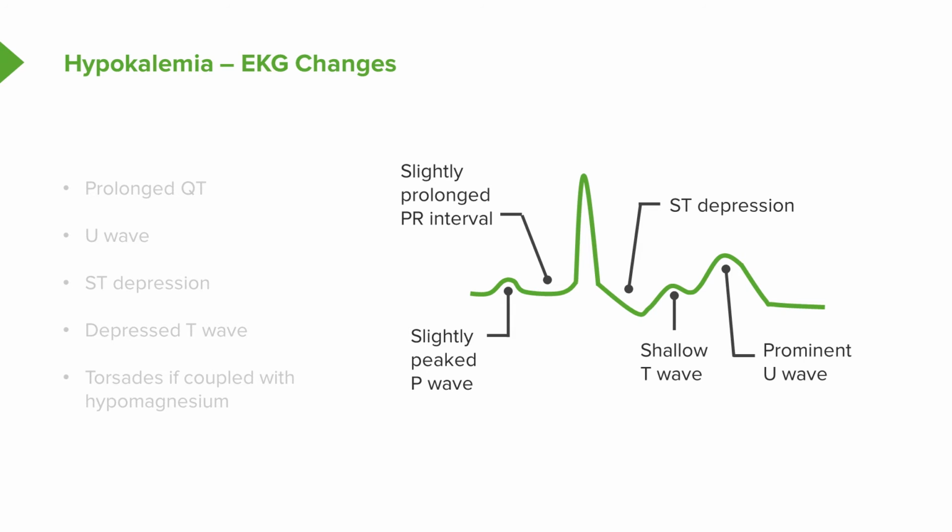What are the EKG changes? I also recommend you commit this to memory. Prolonged QT intervals, U waves, ST depression, depressed T waves, which is different than hyperkalemia, where we see peaked T waves, and ultimately it can cause torsades if coupled with hypomagnesemia.